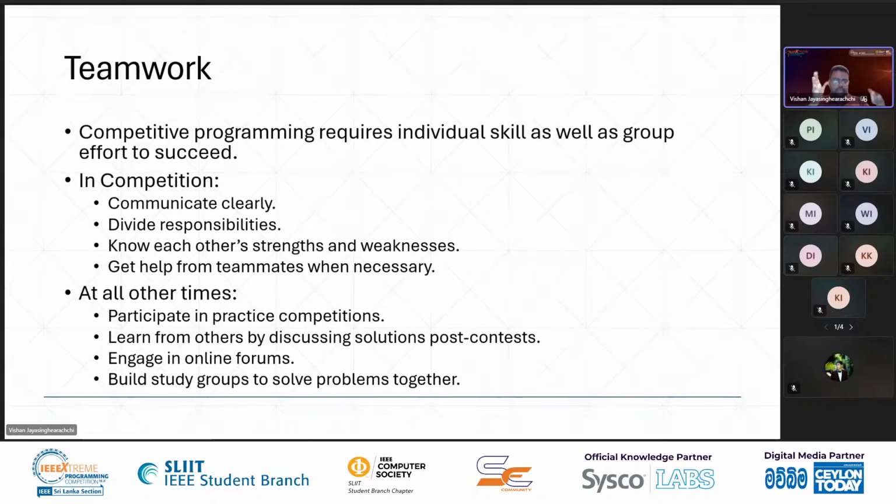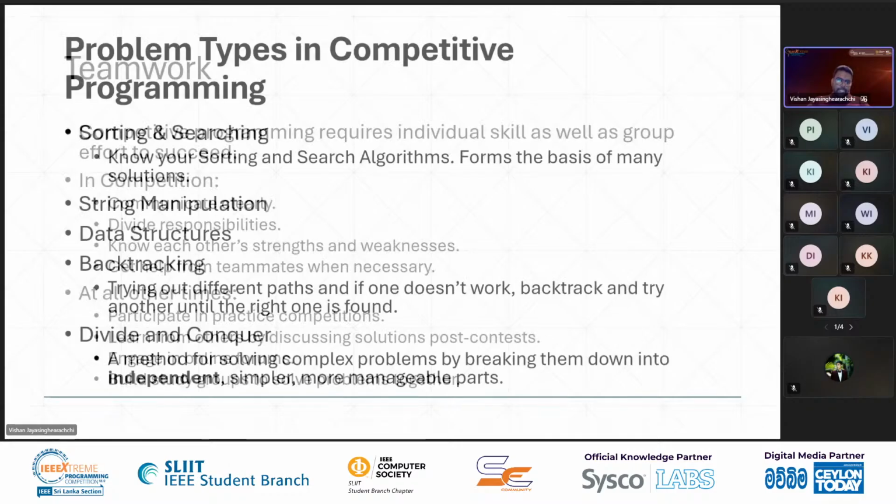And finally, it's all about practicing, right? So build study groups and solve problems together. Gather with your teammates, gather with other teams if possible, and have some sort of unofficial gatherings. It doesn't have to be an official competition always. Get together with your friends, maybe from other universities, and solve problems, see how they solve the same problem in comparison to you, and learn from them. Always learn from the others, right? That's something that you have to do.